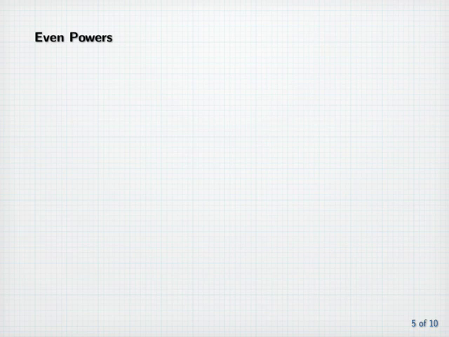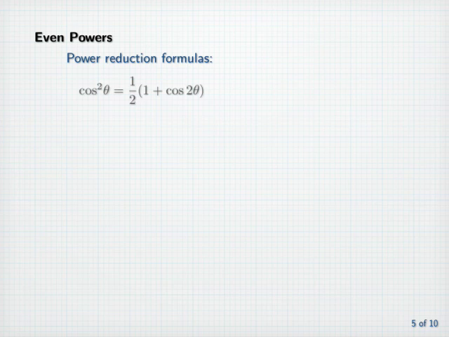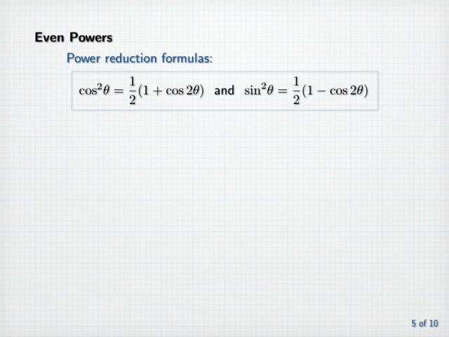So now we need to address the situation where the previous method doesn't work. That's the situation where sine and cosine are both raised to even powers. One way of handling even powers is to use power reduction formulas. Let's recall from trigonometry the identities cosine squared theta equals 1/2 of 1 plus cosine 2 theta, and sine squared theta equals 1/2 of 1 minus cosine 2 theta.